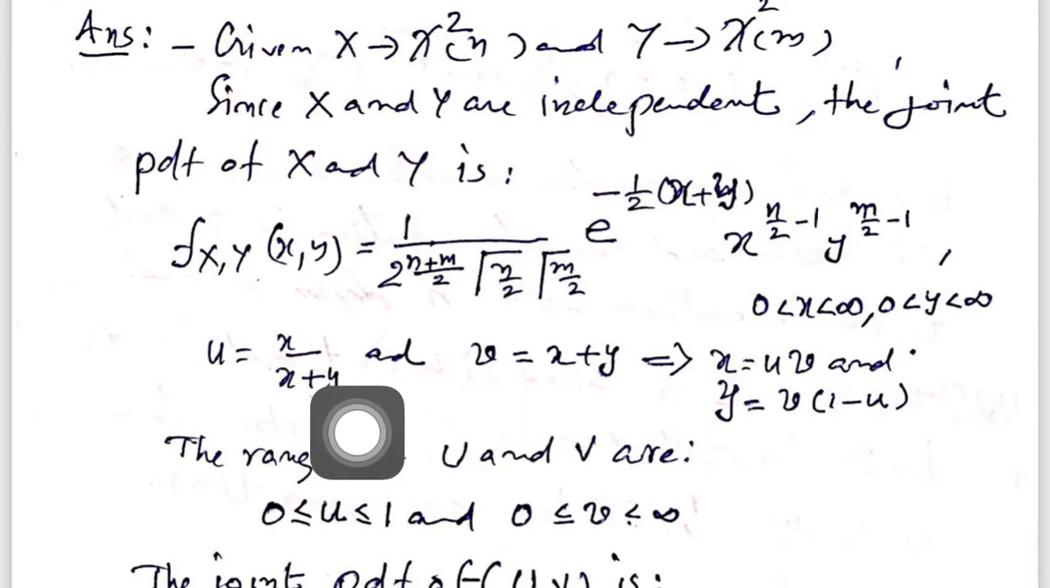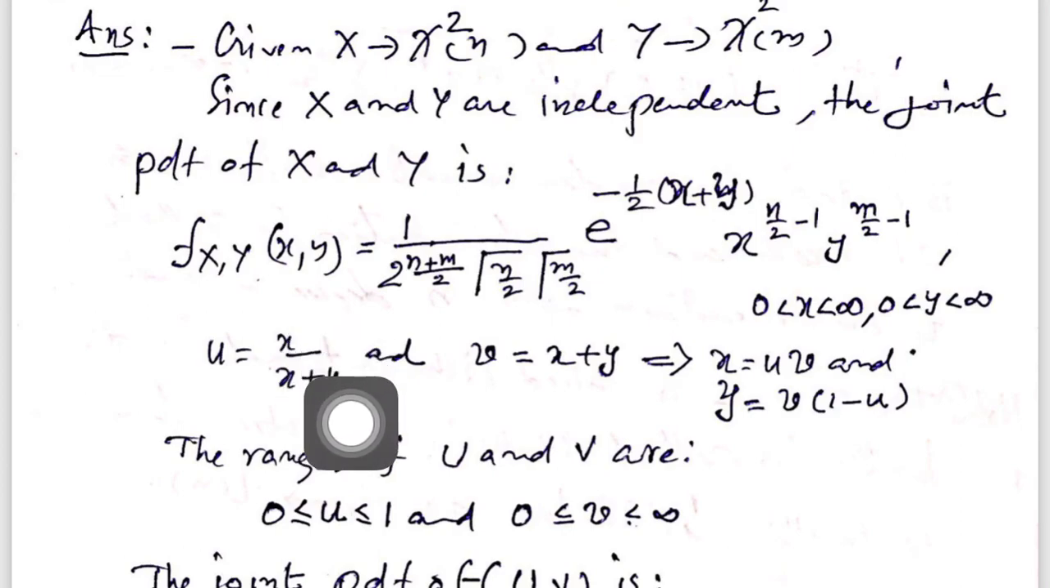What is u? U is equal to x by x plus y, where x follows 0 to infinity, y follows 0 to infinity. The denominator is x plus y and the numerator is x, so certainly this will not exceed 1, because the denominator is always greater than or equal to the numerator. Therefore this quantity cannot exceed 1.